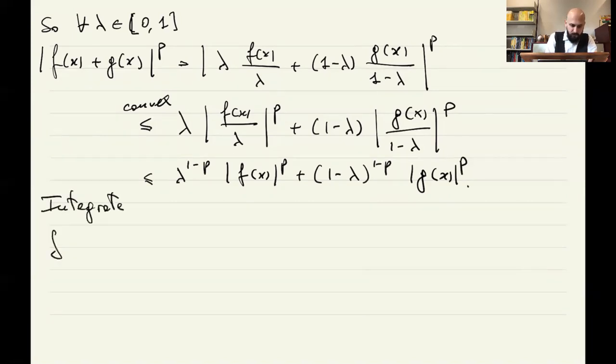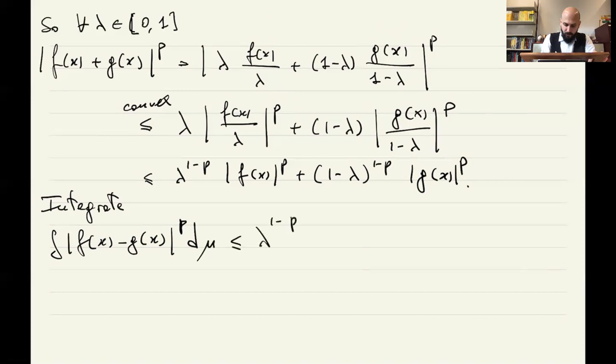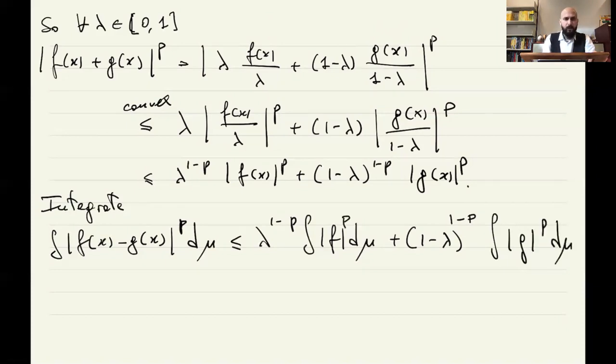What we get is that the integral of |f(x) minus g(x)|^p dμ is less or equal, then I use the linearity of the integral. I forgot a p here, p in dμ. Excellent. Okay. So what we see is that the first element is the p power of the norm of f minus g.